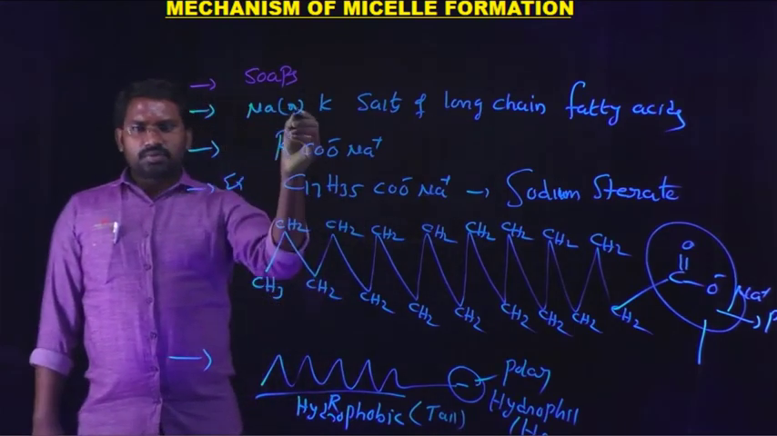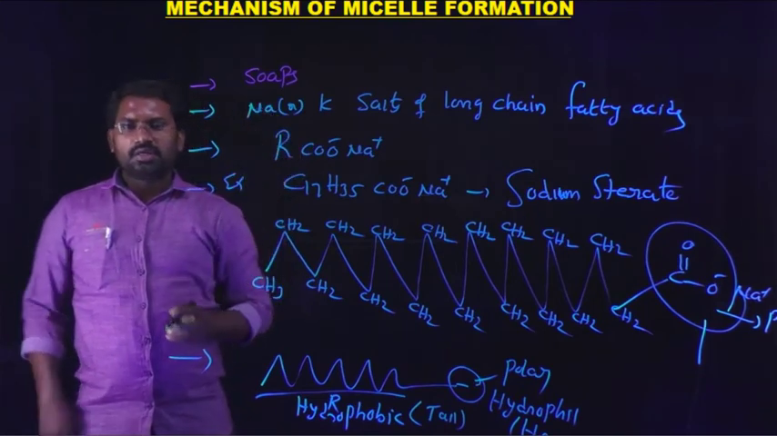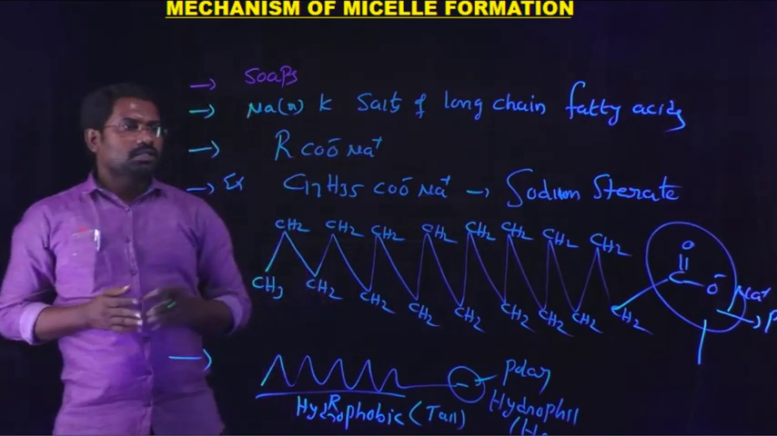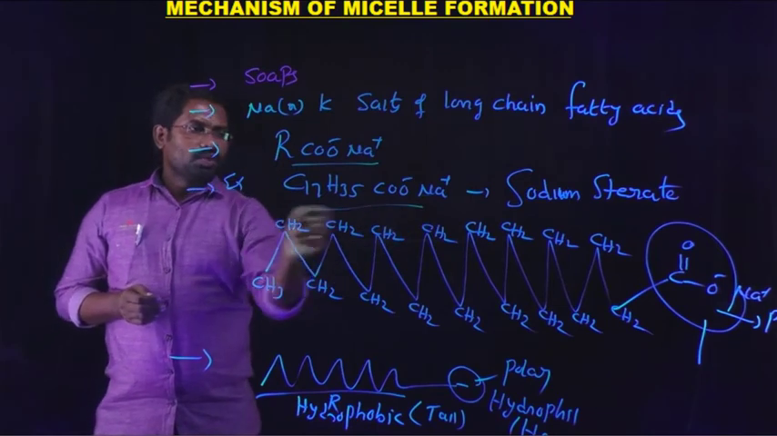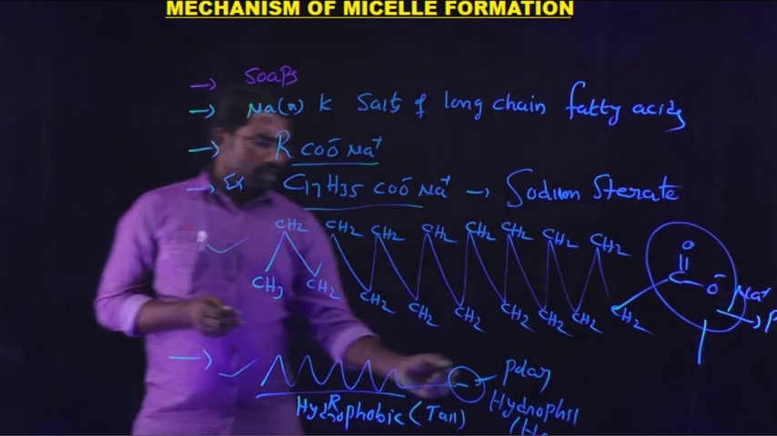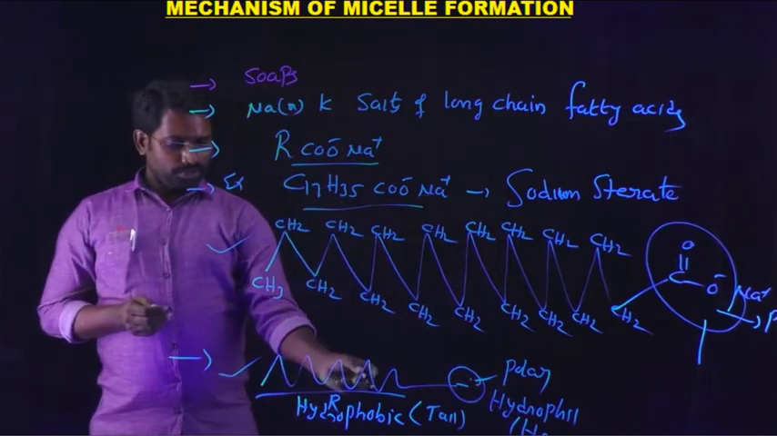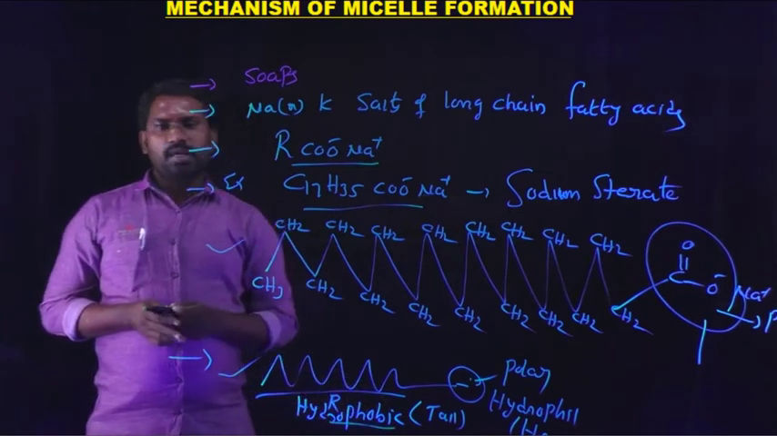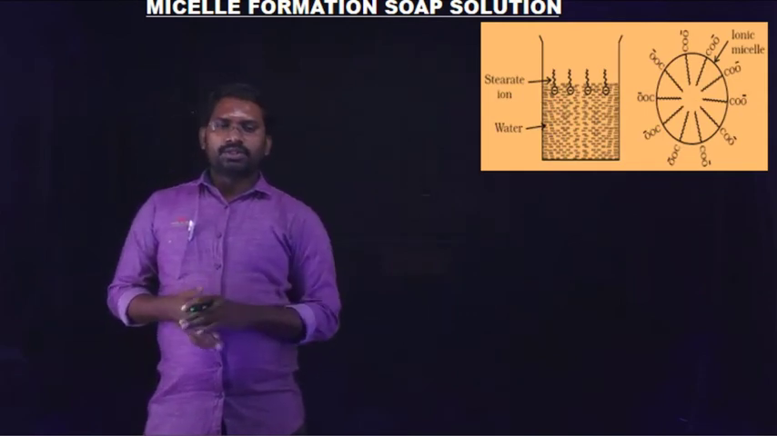So the mechanism of micelle formation can be explained by soaps. Soaps are the best example for micelles. Soaps are sodium or potassium salts of long chain fatty acids, represented by the formula RCOO minus Na plus. The best example is sodium stearate, which has a polar group as the hydrophilic head part, and the carbon chain C17H35 as the hydrophobic tail part. Micelle formation, soap solution.